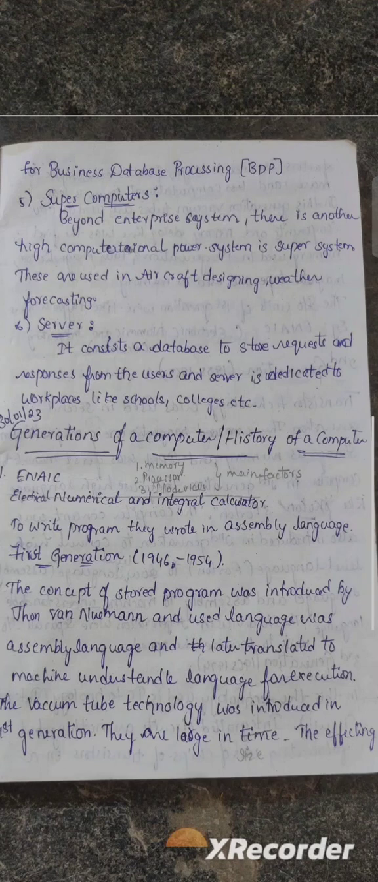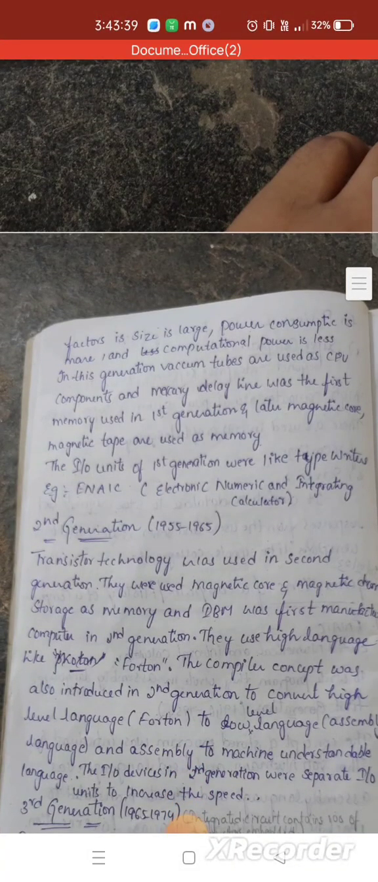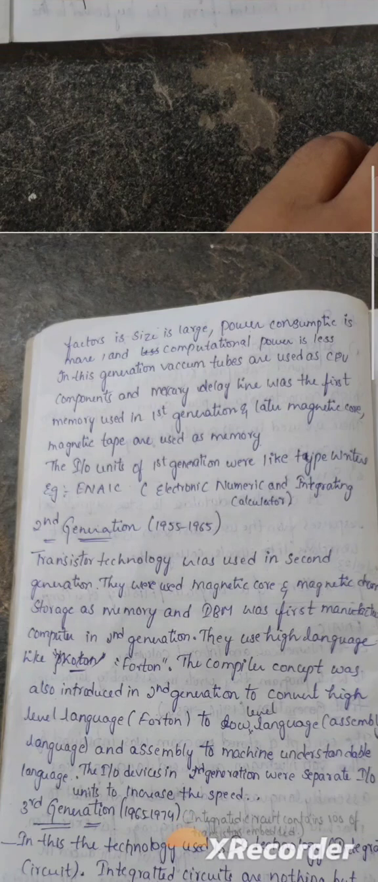The first generation period is from 1946 to 1954, and the concept of the stored program was introduced by John von Neumann. The language used was assembly language, later translated to machine understandable language for execution. Vacuum tube technology was introduced in the first generation. These computers were large in size.